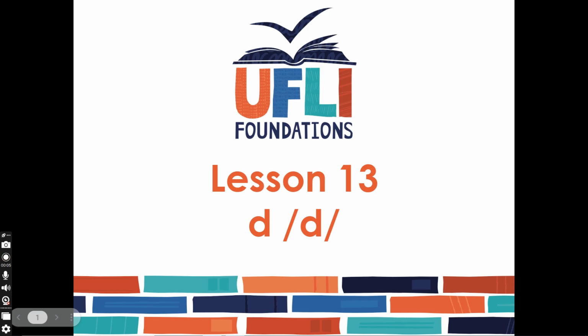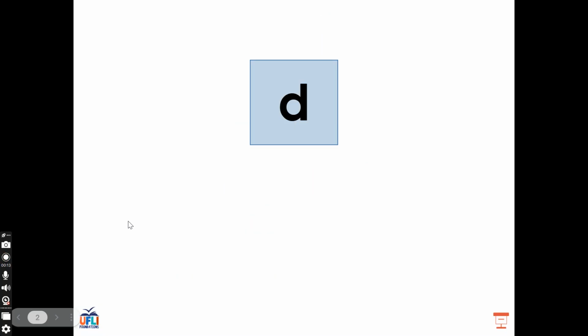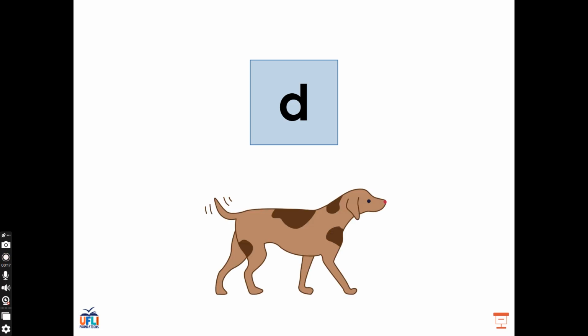We are doing UFLI Foundations Lesson 13, where we will be learning about the letter D and the sound that it makes, D. So this is the letter D, and as we said, it does make the sound D as in dog. So we can remember the sound like this. D, dog, D, D, D. Let's try that together. D, dog, D, D, D.